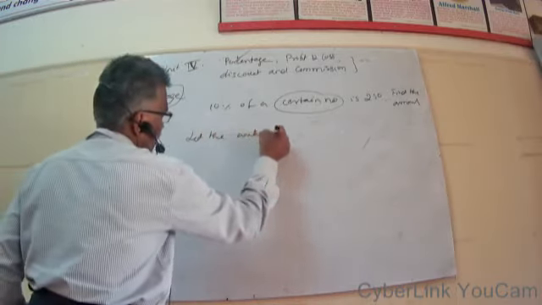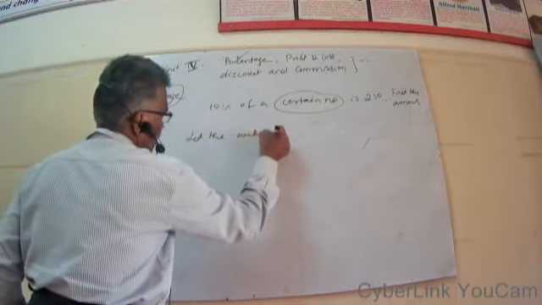So 10% of x equals 250. What is x? So 10% of x equals 250. So x equals, this implies this cancels, so x equals 250 into 10, which equals 2500. 2500.